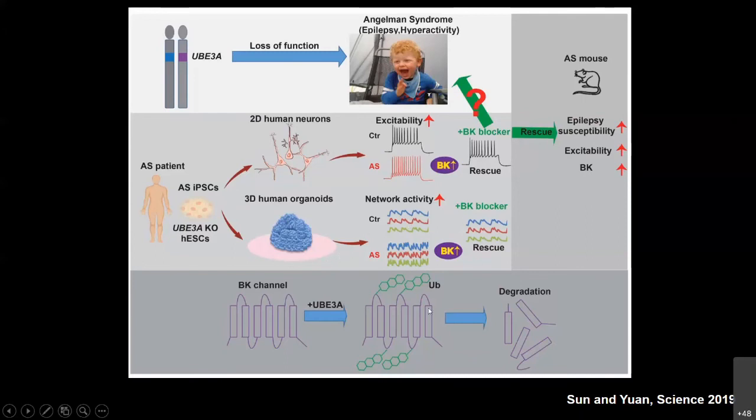And we did a bit of biochemistry to find out how it works. And then we went on to the mice and were able to show that indeed the epilepsy susceptibility can be rescued using the BK blocker. So that is quite a complete story, and I think that's probably one of the reasons why it gets into Science.